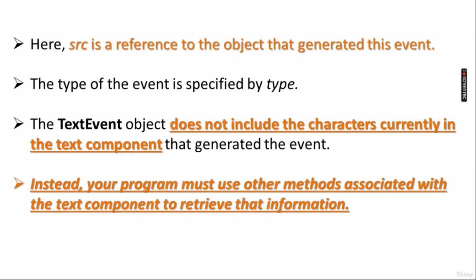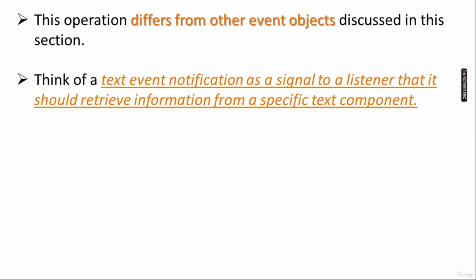So there are other methods to fetch the default value already entered in the text field before running the program. This operation differs from the other event object discussed in this section. Think of a text event notification as the signal to a listener that it should retrieve information from a specific text component. So you are giving a signal to a particular listener to retrieve whatever is currently written in the text component. This is not directly related to any type of text event.